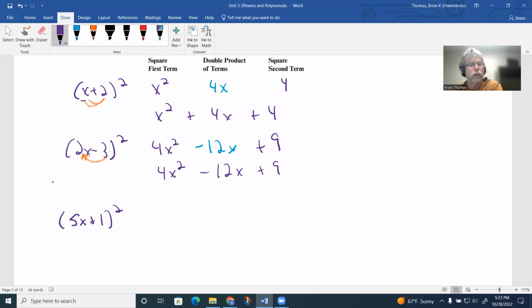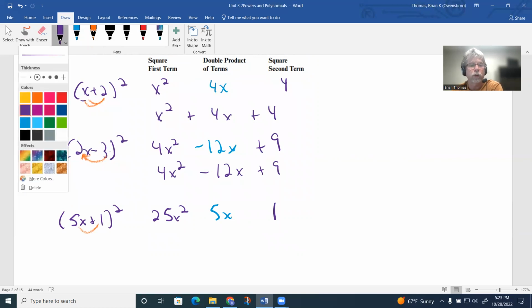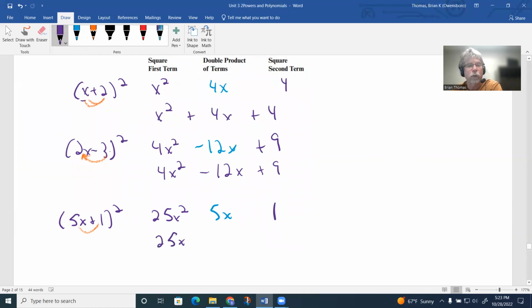So again, to do it using the pattern, we square the first term, 5x times 5x is going to be 25x squared. And then to get the middle term, we multiply the 5x times the 1. So 1 times 5x is actually 5x. And then to get the last term, we square the 1. 1 times 1 would be 1. So that's my 3 terms. So if we put it together, 25x squared plus 5x plus 1 becomes our trinomial for that.